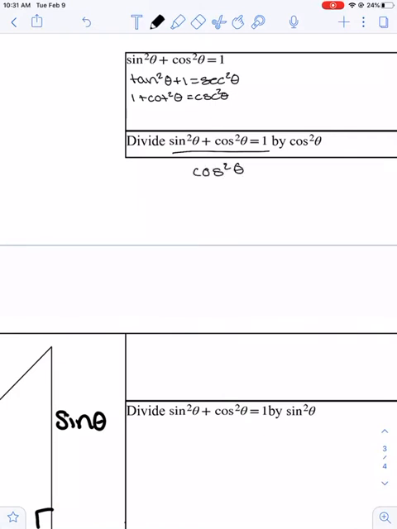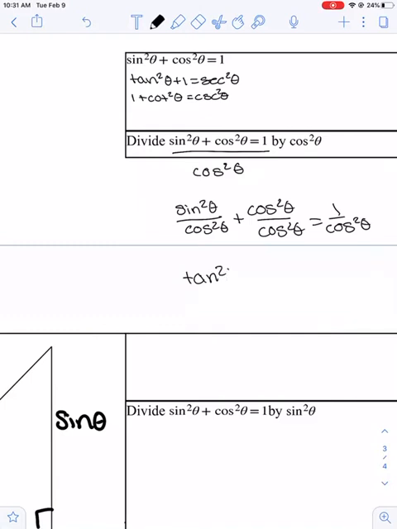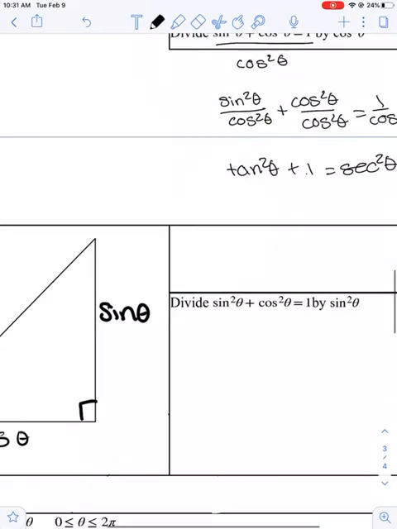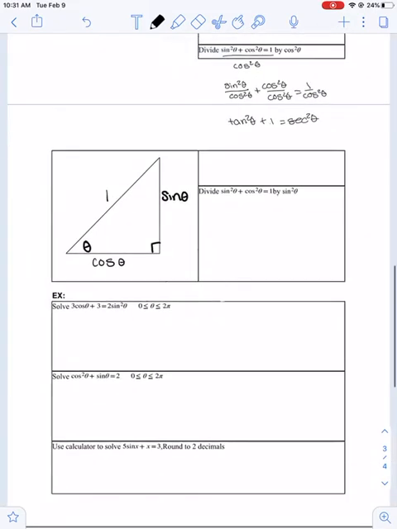by cosine squared theta. And that's how I get sine squared theta over cosine squared theta plus cosine squared theta over cosine squared theta equals 1 over cosine squared theta. And this sine squared theta over cosine squared theta is tan squared theta. Cosine divided by cosine is 1. And then 1 over cosine is secant. So by doing that, that's how you get that second one. And then by doing divided by sine, that's how you would get the third one.